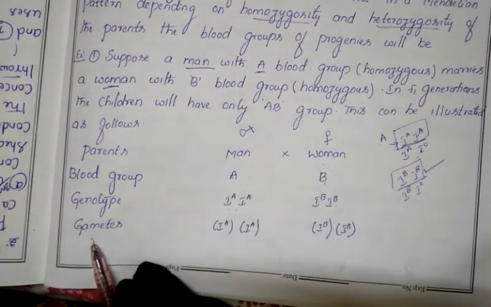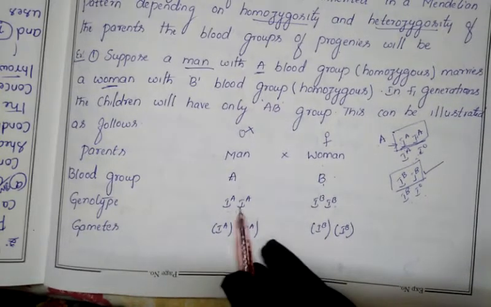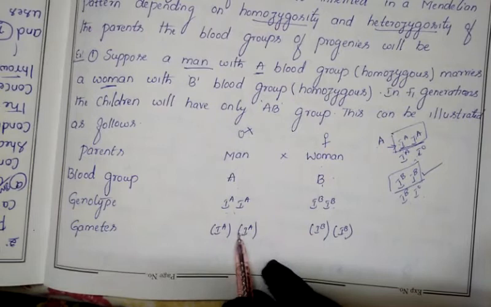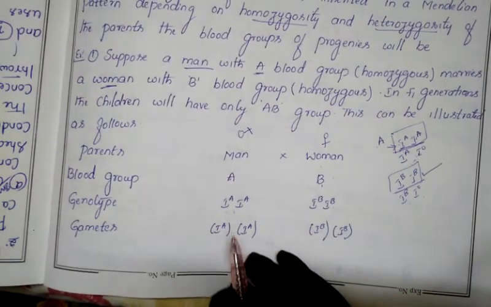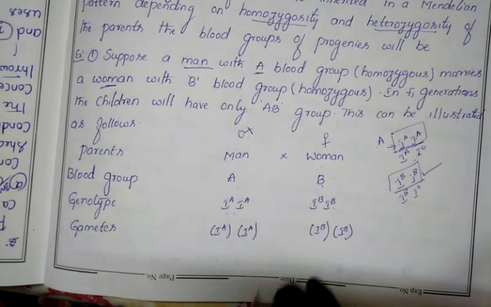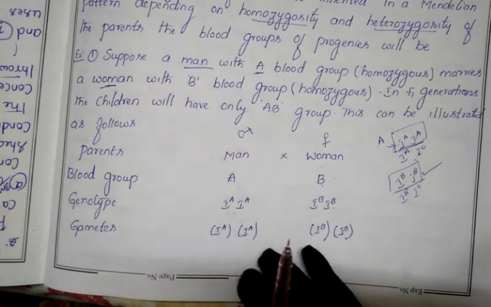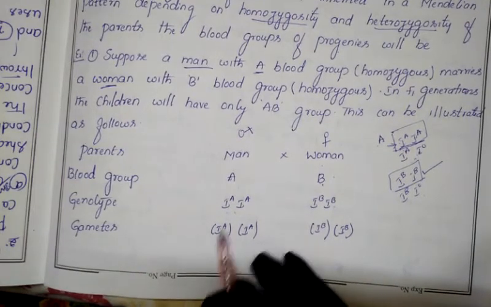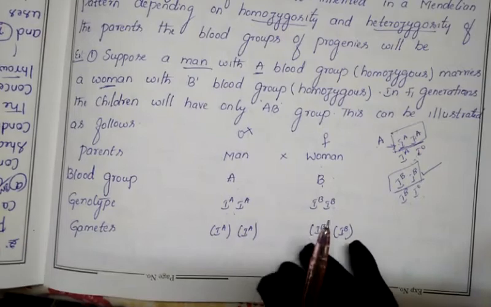Now further we have to release the gametes. We are releasing the gametes IA. In the blood group case we have to write the two gametes. But in the case of characters, we released only one gamete if they are in homozygous condition. Here in blood group we have to write both gametes. So we write IA IA as two gametes, and IB IB as two gametes.